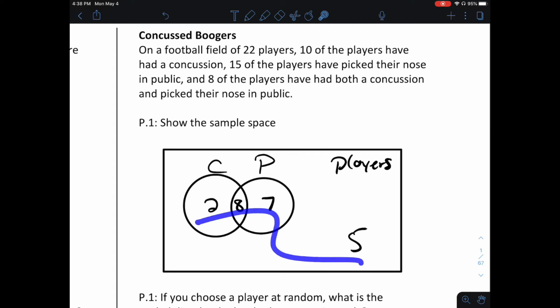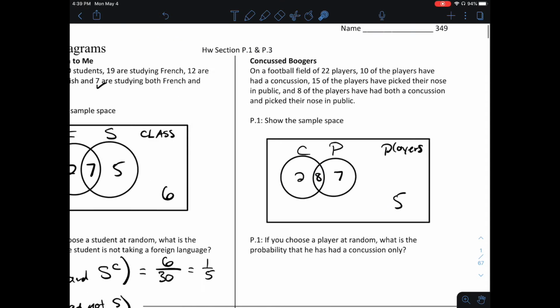If we add these numbers together, we should get 22, and we do. And once again, this represents people that had a concussion that have not picked their nose, people that picked their nose that have not had a concussion, people that have picked their nose and have a concussion, and these people have neither picked their nose nor had a concussion.